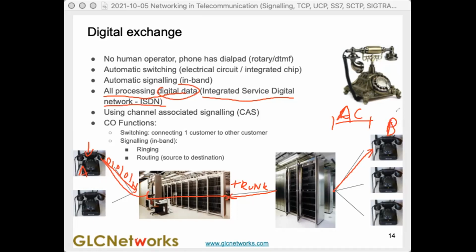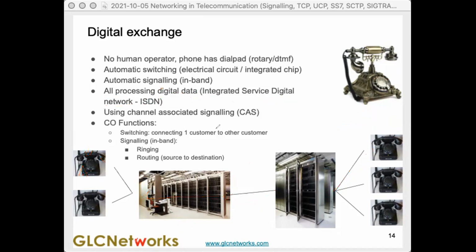So the digital part can be started directly from the customer. It was called ISDN a long time ago. Or the process of digitization is done in the central office itself, so that the trunk here is already 1 and 0. So it's already binary here. So that's how the digitization is done.